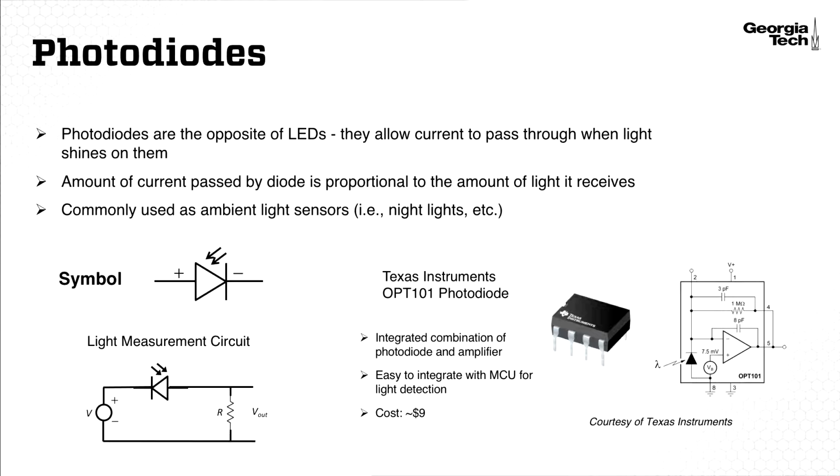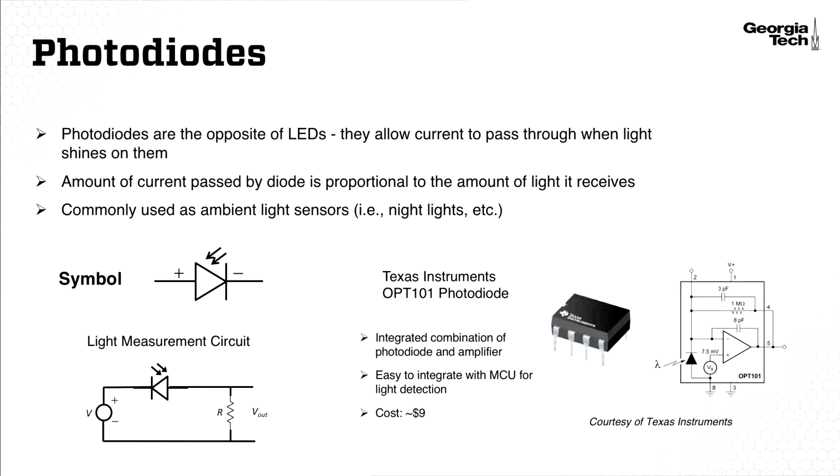These types of diodes allow current to pass through when light shines on them rather than the other way around. The amount of current that's allowed to pass through this diode is proportional to the amount of light that's received by it, and these are commonly used as ambient light sensors to detect how much ambient light is available, for instance in a night light sensor, or in your car when activating automatic headlights.